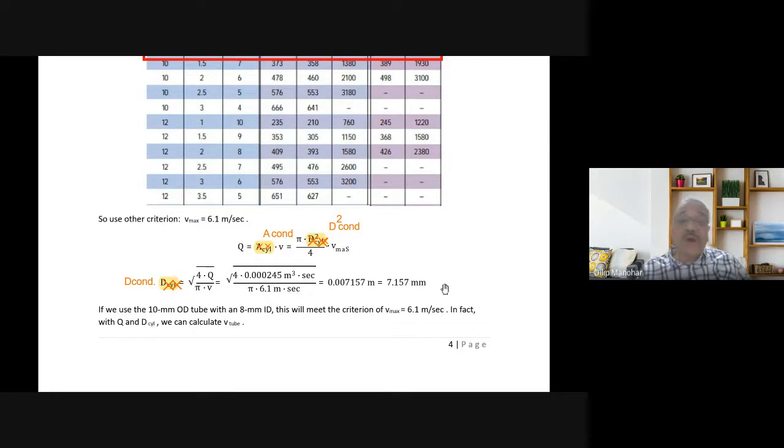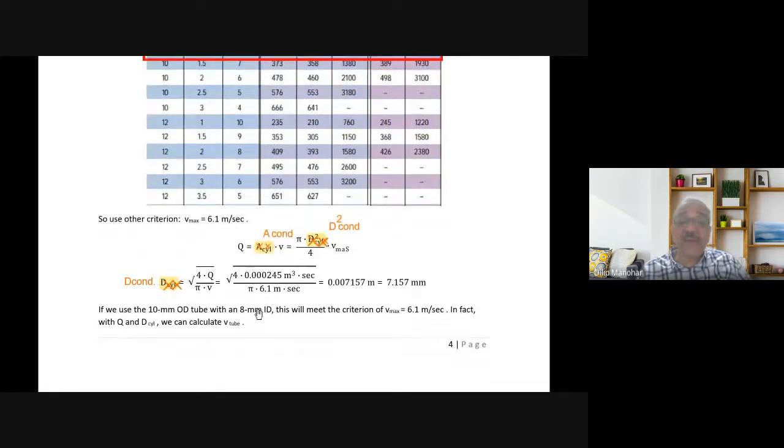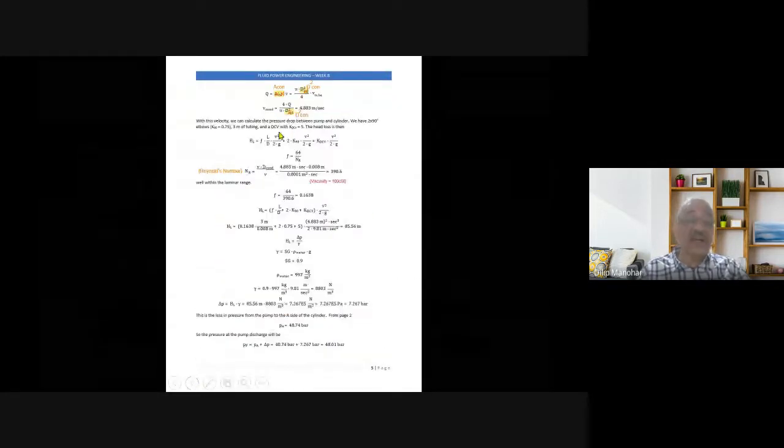7.157. So our assumption of 10 mm OD and 1 mm wall thickness, that means 8 mm tube inside diameter, is okay because we have got very close to our answer, 7.157. We almost got close to 8 mm instead of 7.1, so we can increase that, and the velocity will be slightly reduced. So we come to the next point now. What is the next correction to be done?